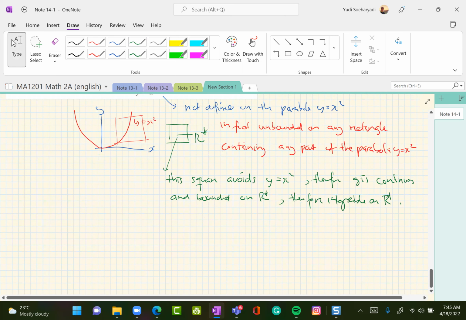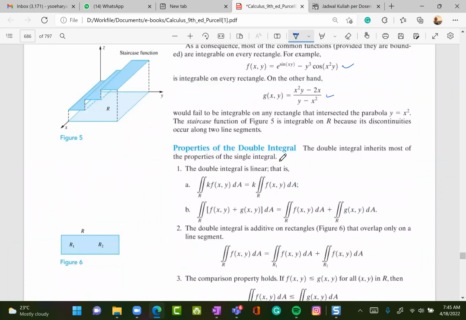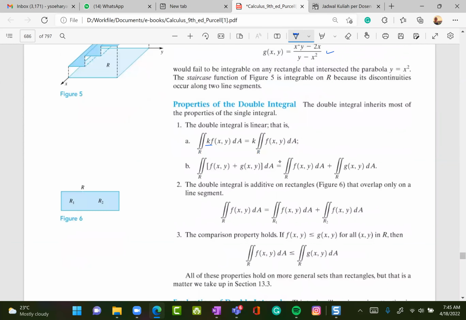Okay, questions? All right, if not, we come to these properties, which we just use. Suppose we have an integrable function, then a multiple of that integrable function, kf, you can take that k out, as usual. A sum of integrable functions is also integrable, with the integral being the sum of the integrals.